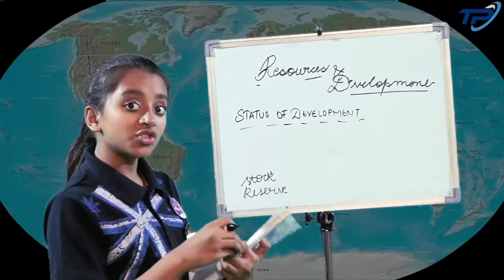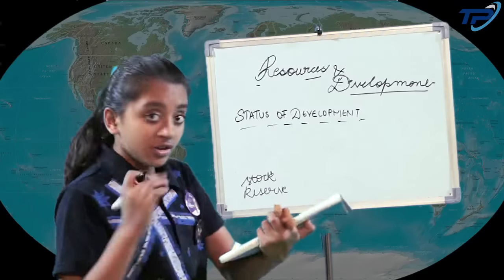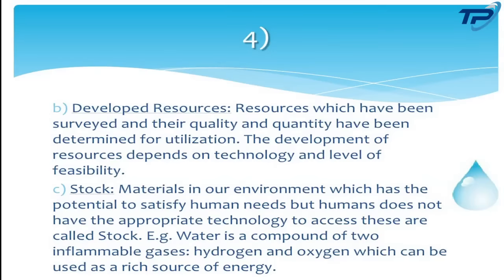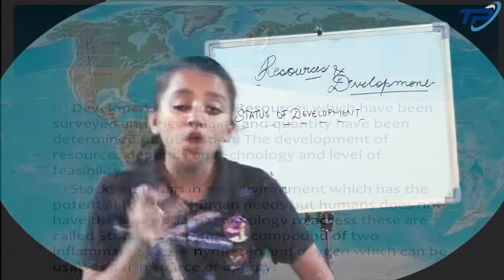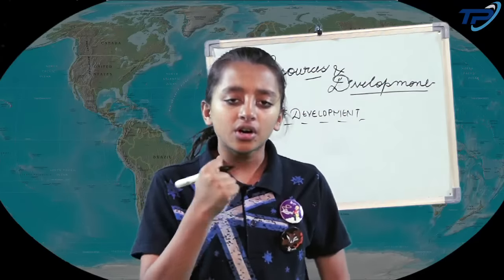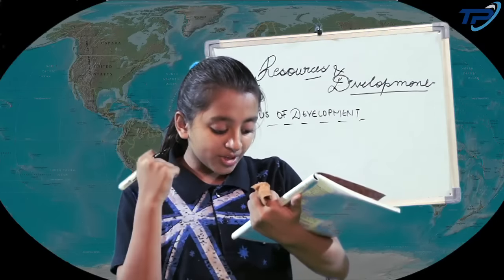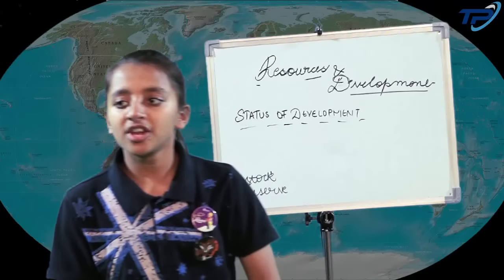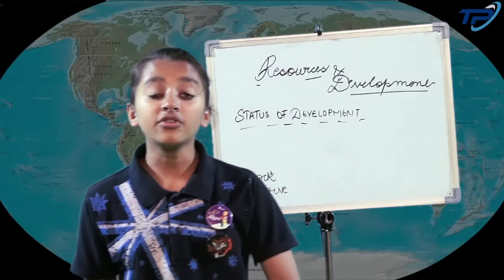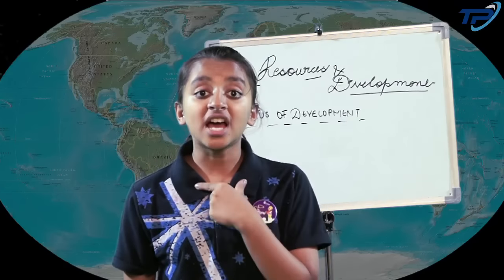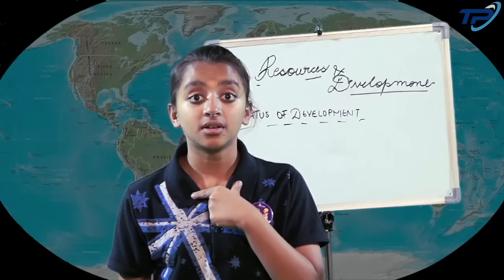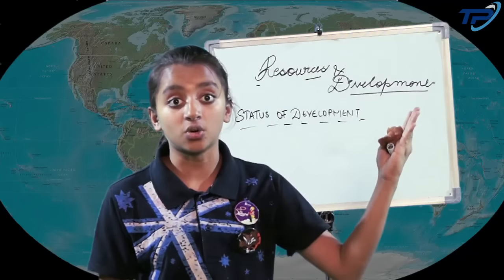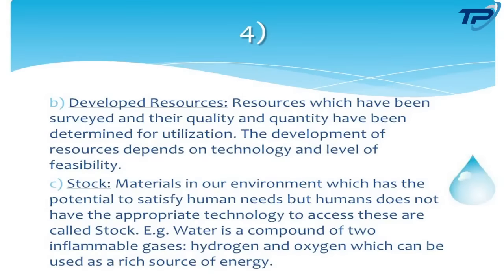Now taking a look at stock. Reading from the book: materials in the environment which have the potential to satisfy human needs. So stocks are the materials which have the power or the potential to satisfy human needs. For example, taking the example of energy in India, they have the potential to satisfy our need of energy and need of electricity in our homes. So it can satisfy our needs.